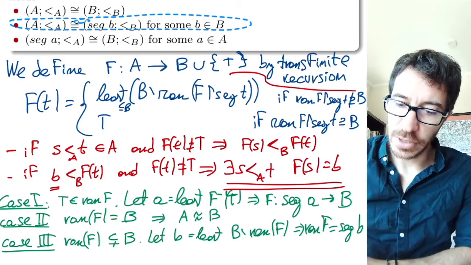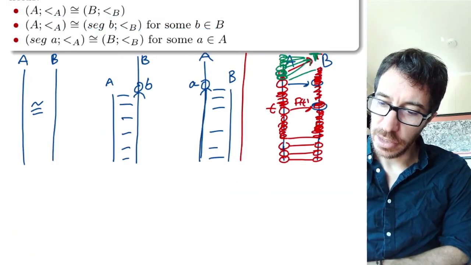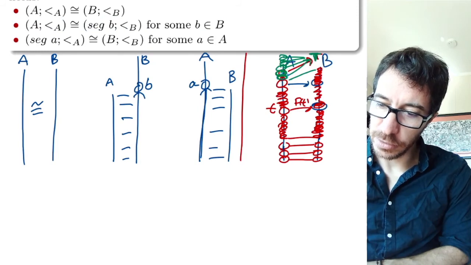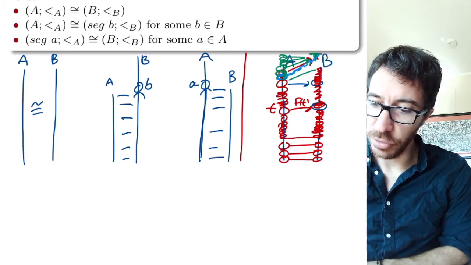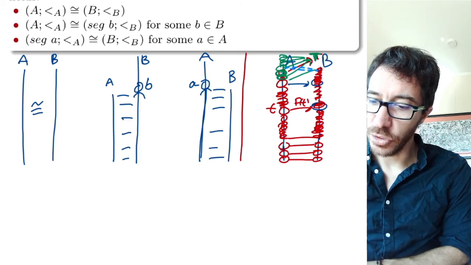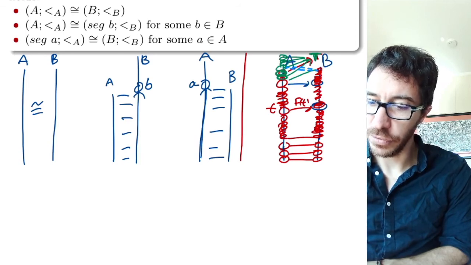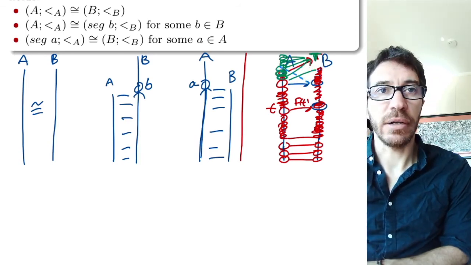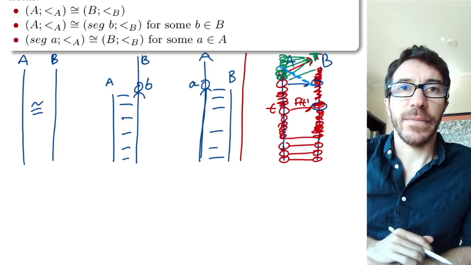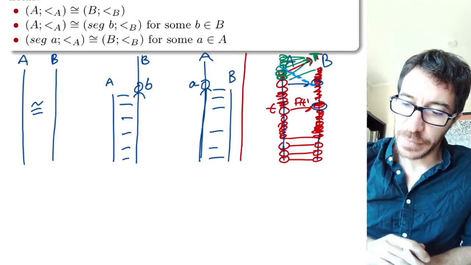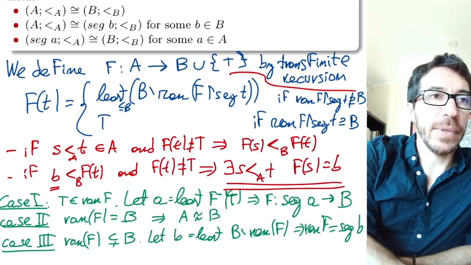Good. So essentially those are the three cases. Either you run out and you map up there, or you finish exactly at the same spot, or maybe you run out, you finish A without running out of B, but in this case those initial segments are isomorphic. Cool. So that's the proof of the theorem.